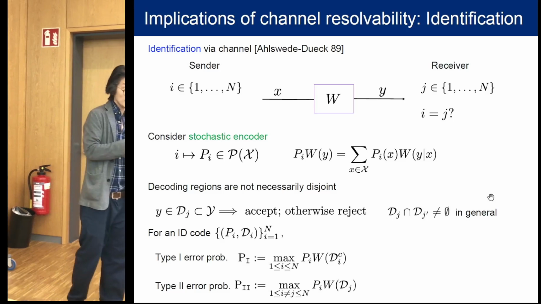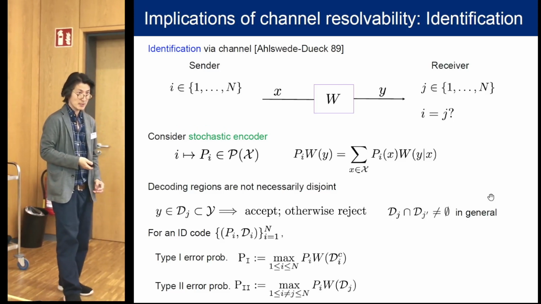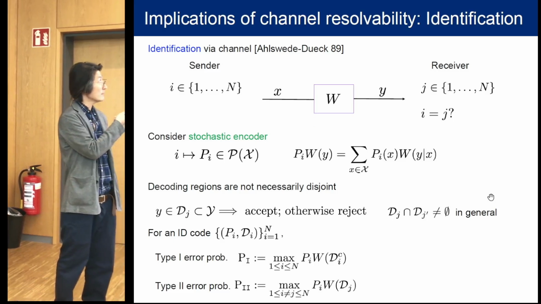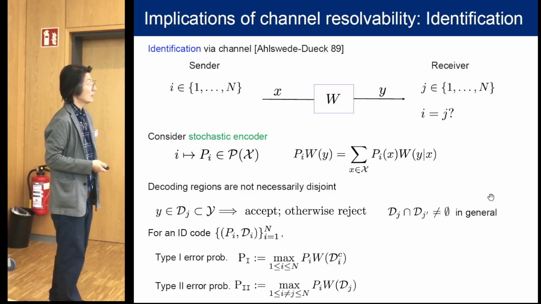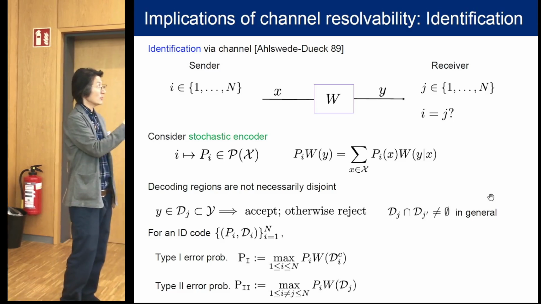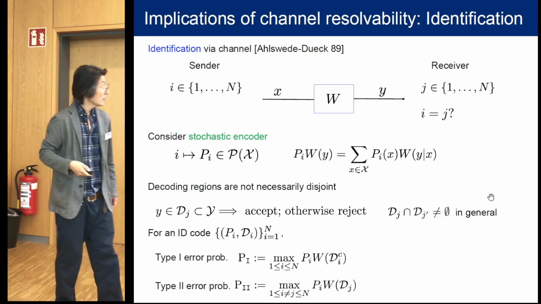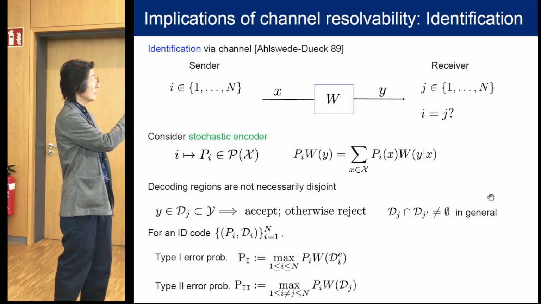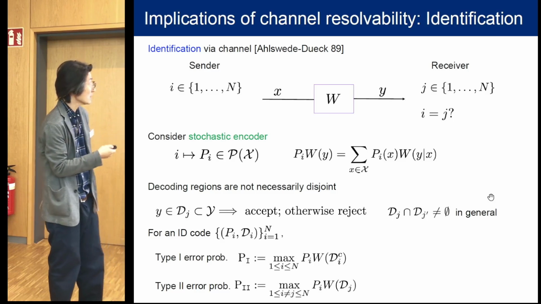Next, let me explain some implications of this channel resolvability. First implication is identification via channel introduced by Ahlswede and Dueck. So in this problem, we are given noisy channel W with input X and output Y. And the sender has some message I, and encodes this message I into input symbol X.